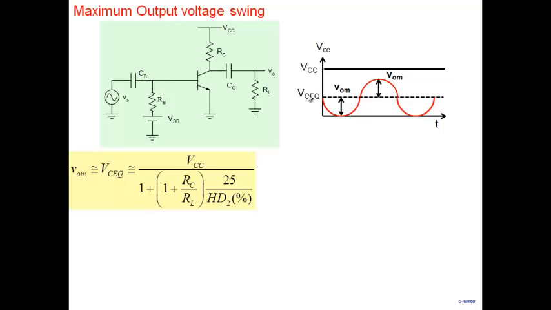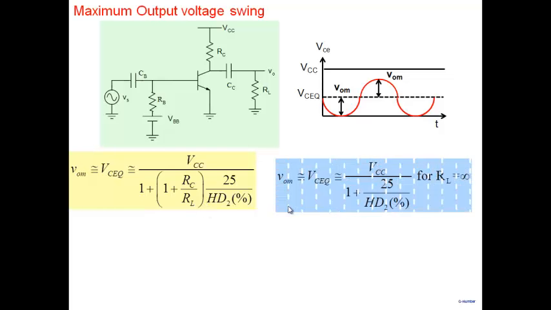We can simplify it further. For generality, I've kept both RC and RL. Let's say if RL is very large, this simplifies further. If RL is very large, this term becomes 1. So we get VCQ equal to VCC by 1 plus 25 by HD2%, for RL equal to infinity. Now note that this is a general expression. If you put here HD2 as 25, HD2 almost equal to 25%.